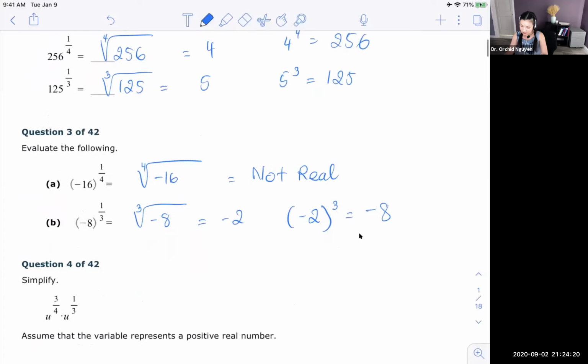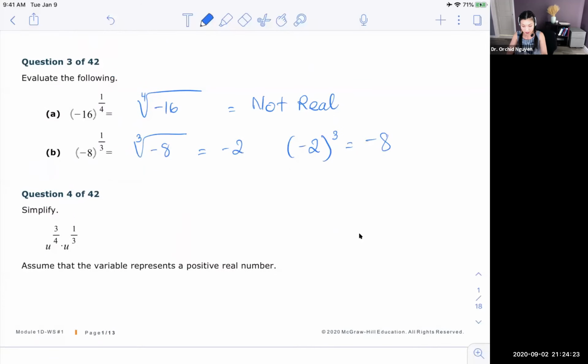All right, simplify. This is just strictly the exponent rules. So, rules of exponents. So we have multiplication. You simply add the fractions. Okay, and then you do the whole LCD. So if I get the LCD, plus 1/3, which is multiply 3 here and multiply 4 here. So I ended up with 9 plus 4, which is 13. So what I have is u to the 13 over 12.